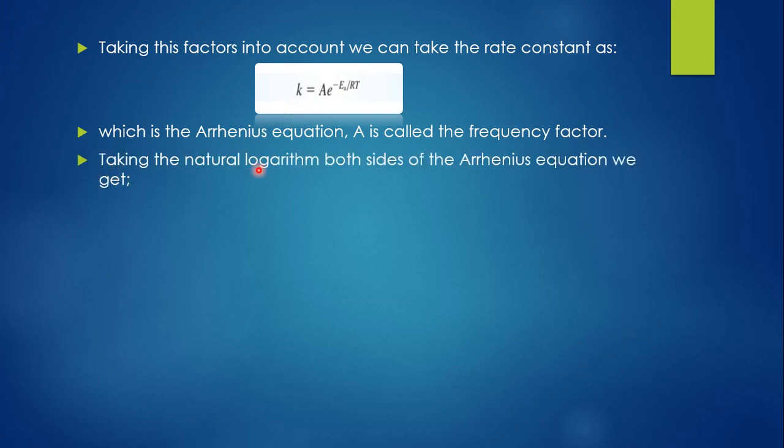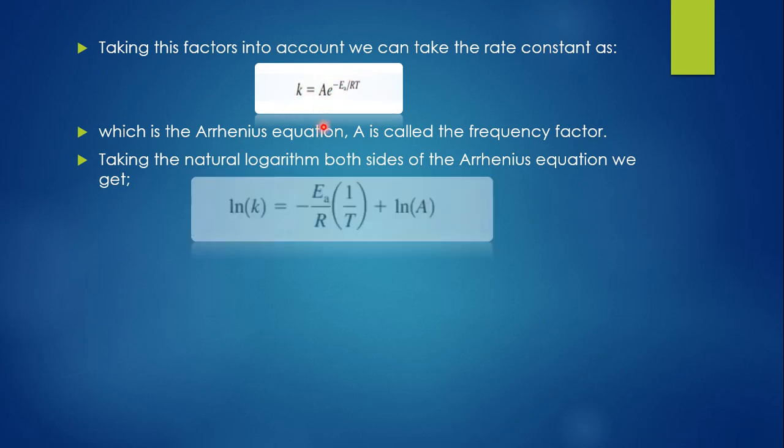Now taking the natural logarithm of both sides of the Arrhenius equation, we get, if you introduce the natural logarithm on both sides, this side and that side, doing the mathematics, you're going to have the equation like this. You're going to have ln K equal to negative Ea, the activation energy, over the gas constant R, times open bracket 1 over T, the temperature, close bracket, plus ln A.